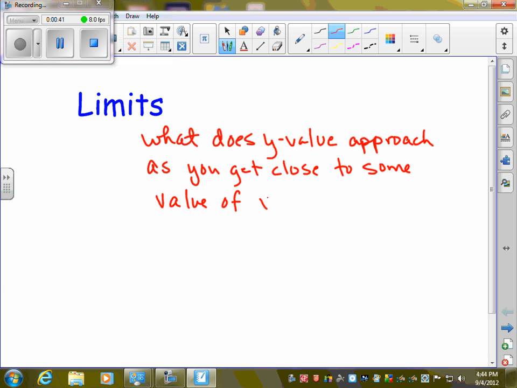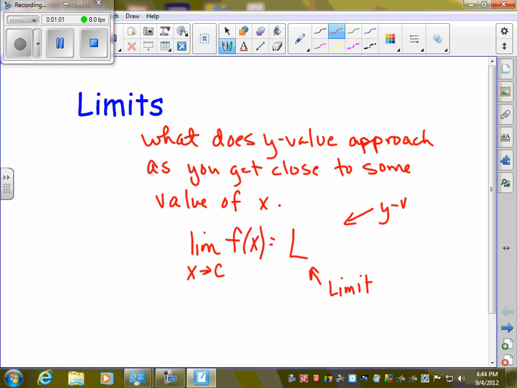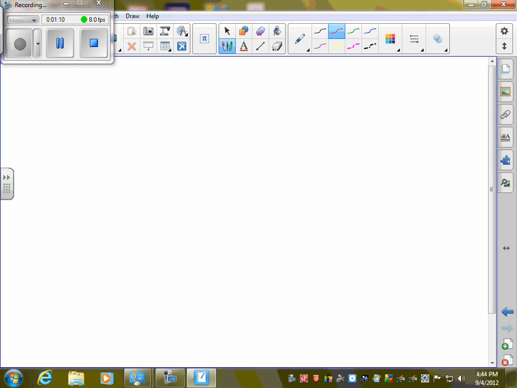Now we write that like this. The limit as x approaches, let's say some value c, for f of x equals, and then we get some value for that, some number. We call that number the limit. Okay. So really a limit is just what's the y value when you get close to some value of x. So let's start with an easy example. Let's look at this graphically first.